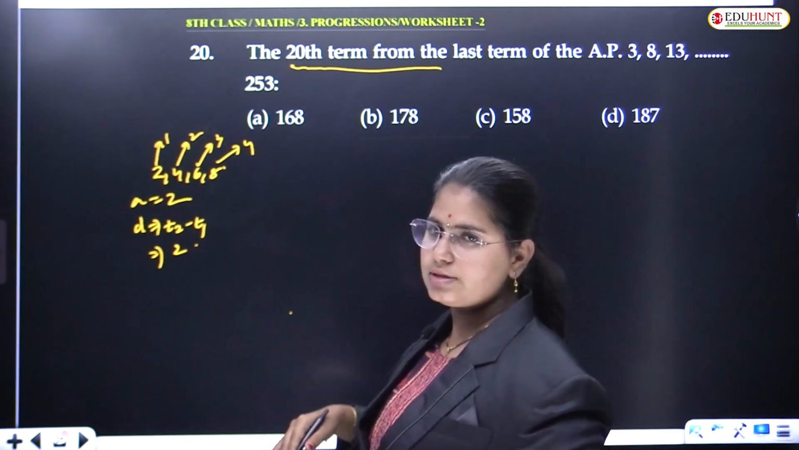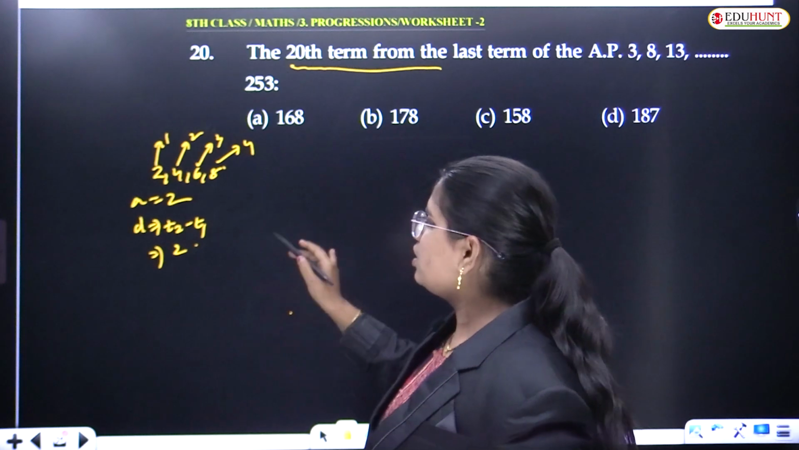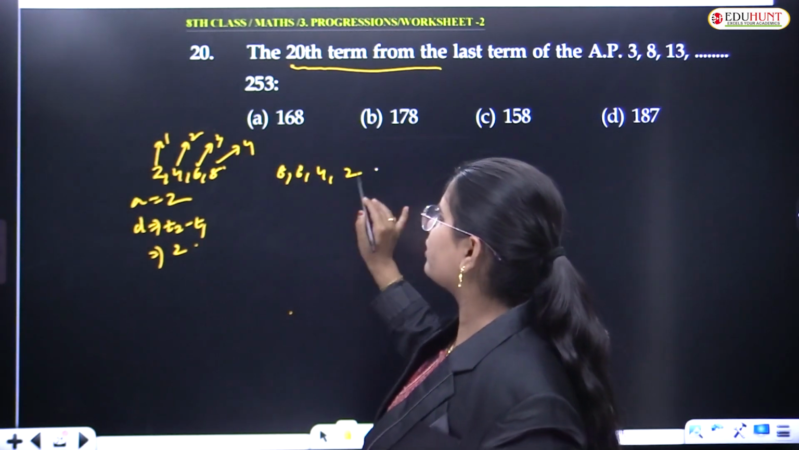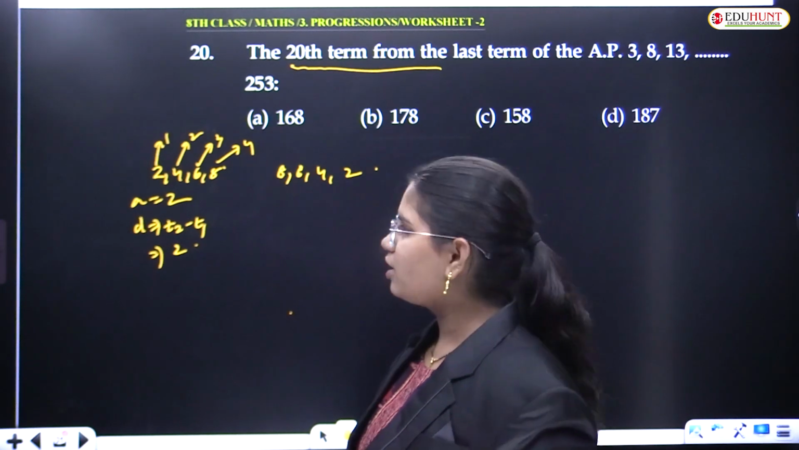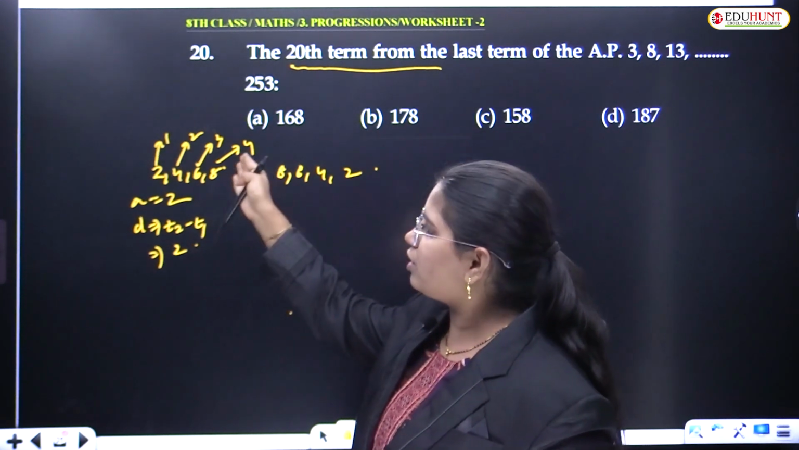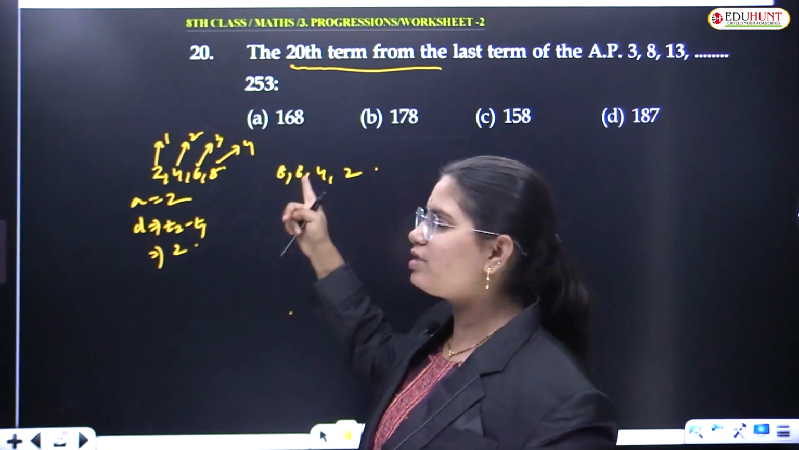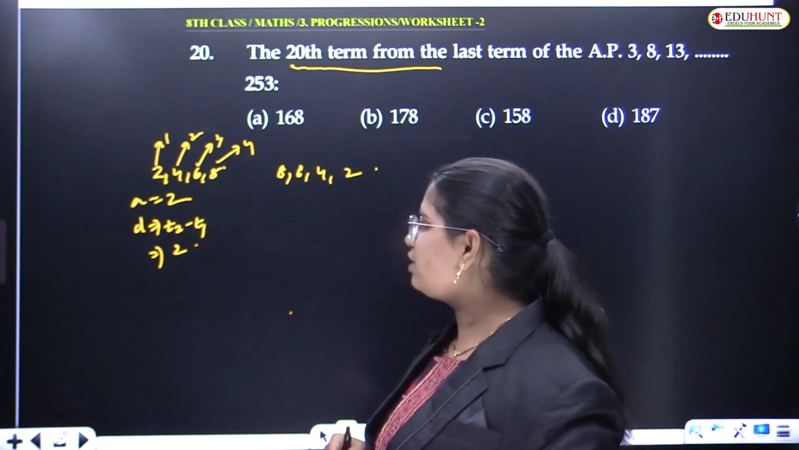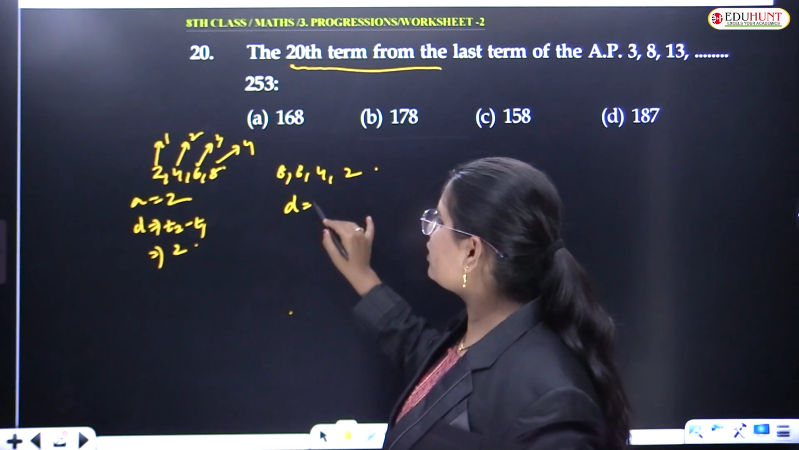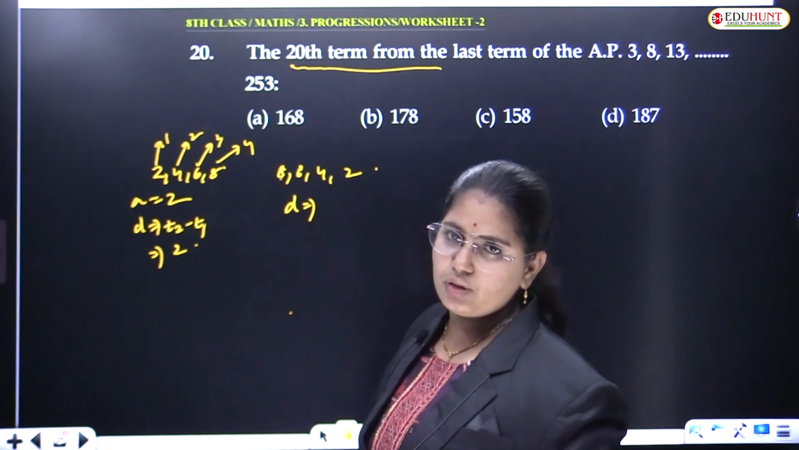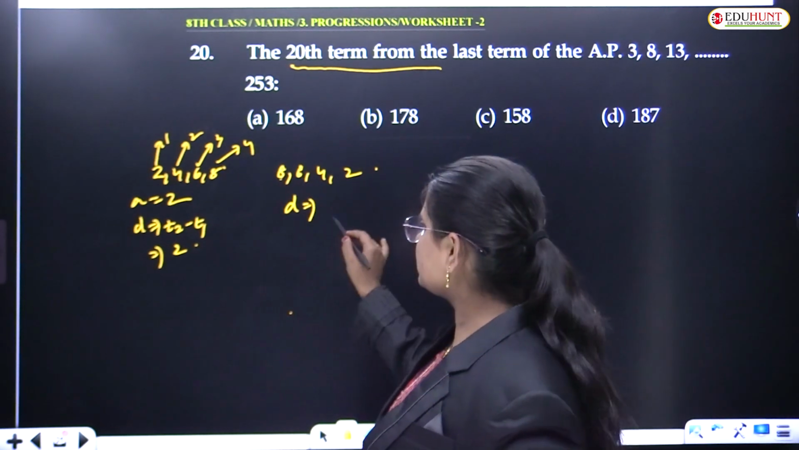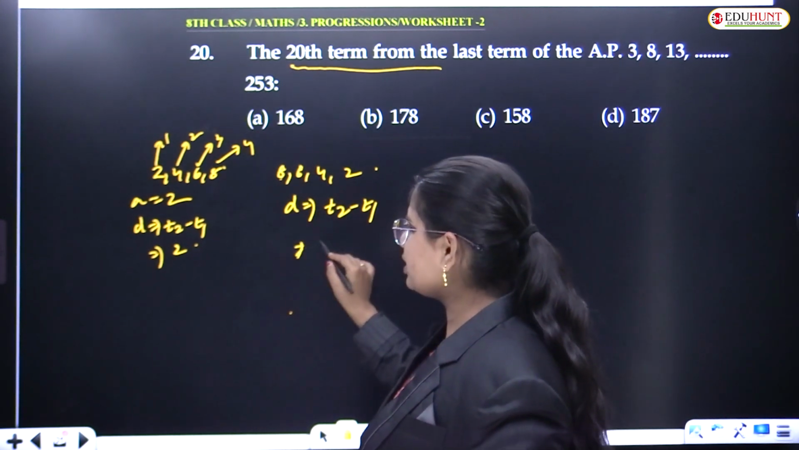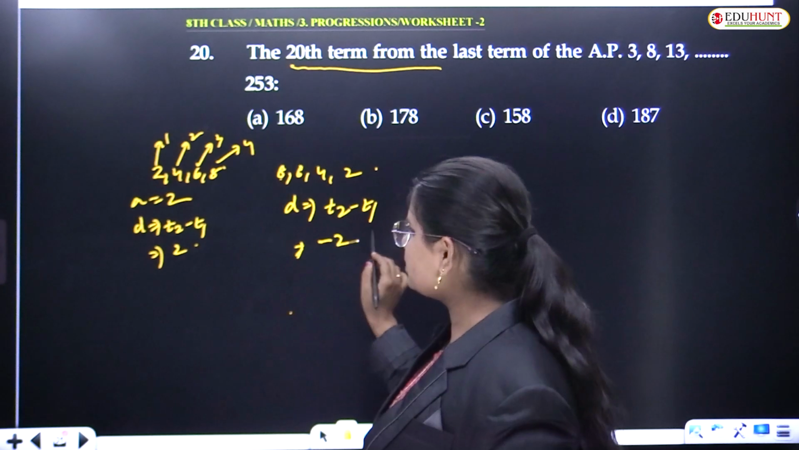So let's reverse this sequence of an AP. My terms will become 8, 6, 4, 2. Whenever it is in the fourth place and I reverse the sequence, it becomes the first place. Now what is the common difference? T2 minus T1, the formula will not change. So what is T2 minus T1? You will get 6 minus 8, which is minus 2.